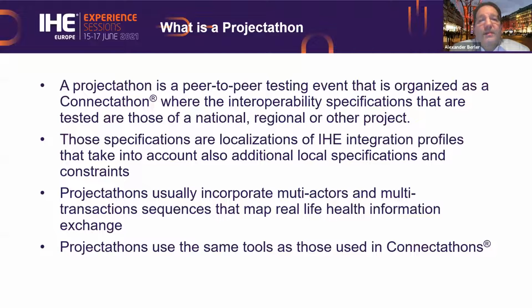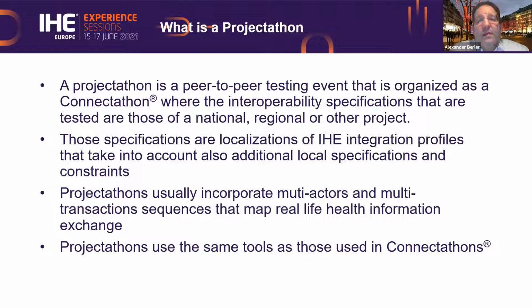So the difference between the Connectathon and the Projectathon is that at the Projectathon, we are testing an aggregation of specifications that make sense for a national, regional, or other purposes. So that means that a lot of things that we are testing in a Projectathon, we don't test on a Connectathon, and those are, for example, group testing or end-to-end testing where we match specific workflows. And we will have some examples of that. And I guess the different participants in the session afterwards will explain this as well. So usually those specifications are localizations of the IHE integration profiles.